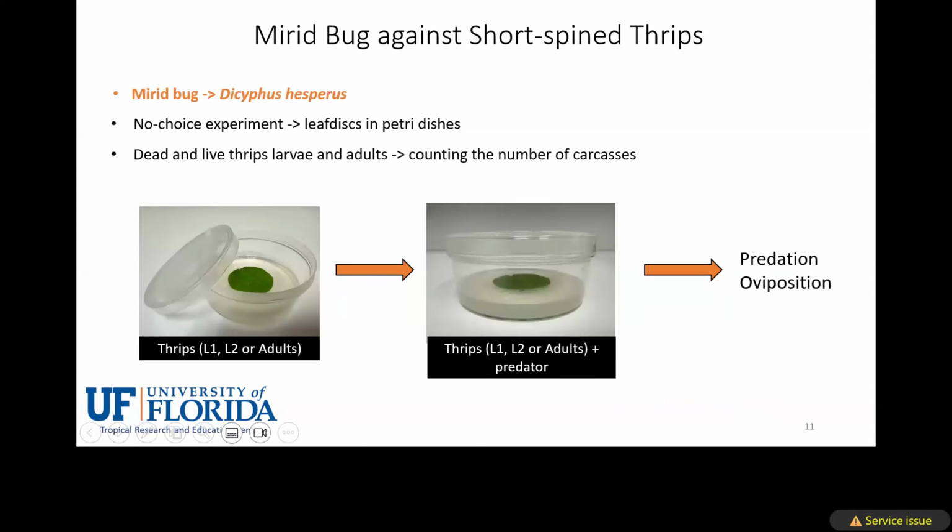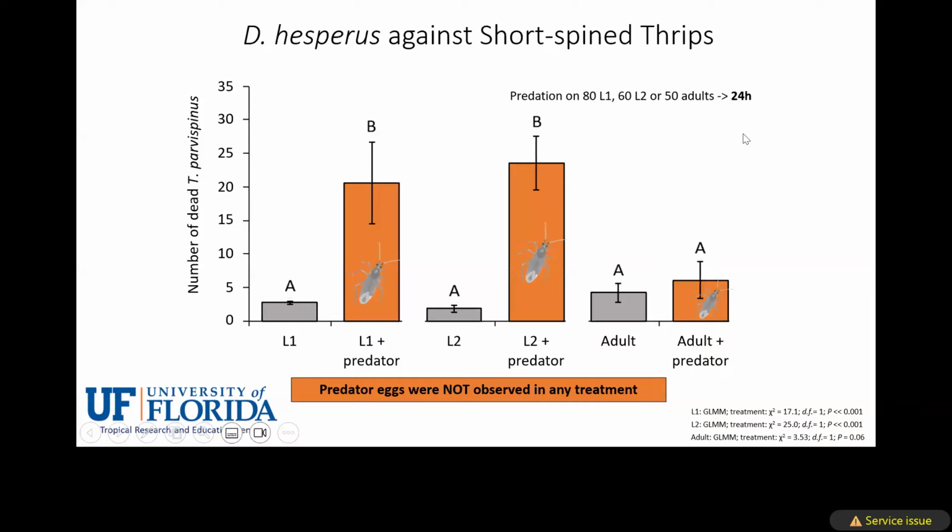The next one is Deraeocoris hesperus. It's the other mirid bug that I showed you the picture of previously. We used the same setup, counted the number of carcasses, and checked if there were eggs on the arenas, and this is what we obtained as a result. Again, orange are the petri dishes where we added the predator, and gray the control, no predator.